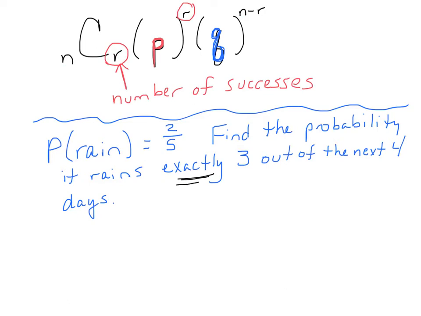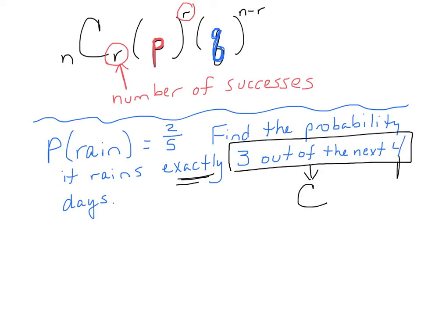And then you're going to look for this phrase, 3 out of 4, or 3 out of the next 4, because this is what sets up your combination. 3 out of the next 4 is going to be your combination, and this number here is going to be your n, and this number here is going to be your r. So I want to set up my combination for choose 3, because that's going to give me all the different ways that I can arrange rain, rain, rain, no rain. Okay, it's only going to be 4 different ways.